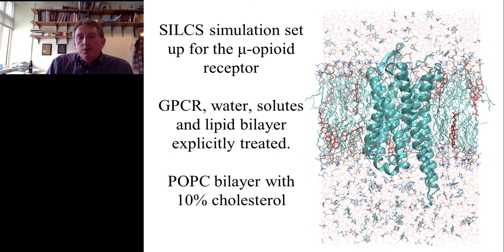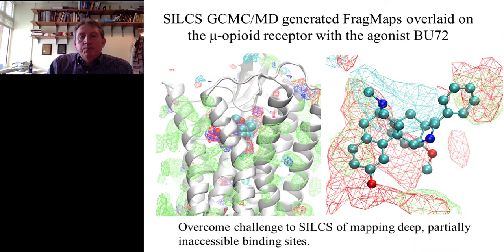So now we go back to our problems. We can now show that we can apply the Silks GCMC-MD methodology to the opioid receptor. We can now look into the binding pocket, and you can see the ligand. But now we can see that the ligand is encompassed in different types of fragment maps, showing that we've effectively sampled different solutes down in this deep pocket.